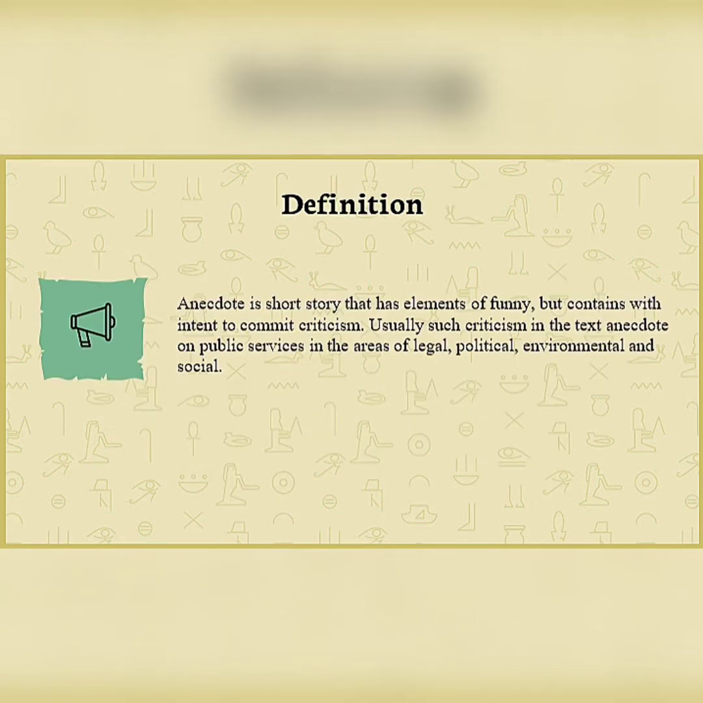The definition of anecdote is a short story that has elements of humor but contains the intent to commit criticism. Usually such criticism in anecdote text is about public service in the areas of legal, political, environmental, and social.